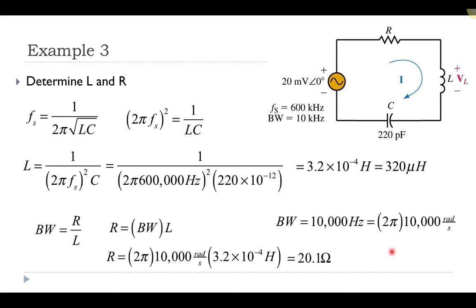So in this circuit I have different information given. I'm using the fact that I know the bandwidth and the resonance frequency to calculate the resistance and the inductance. I do have to be careful with my expressions and make sure that if I have hertz versus rads per second, I use the appropriate equations.